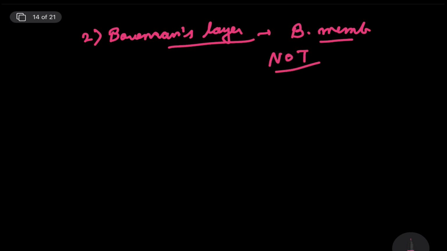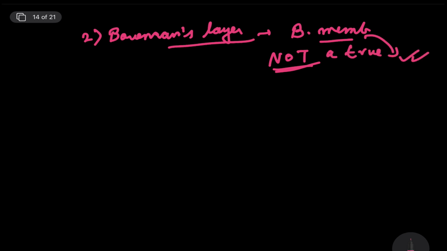So if you have to remember the Bowman's layer, you remember it like this: epithelial cells obviously have to stand over something. That has to be the basement membrane. So basement membrane, basement, Bowman. Just like that, you can correlate and remember. But then you also have to remember that the Bowman's layer is not a true basement membrane.